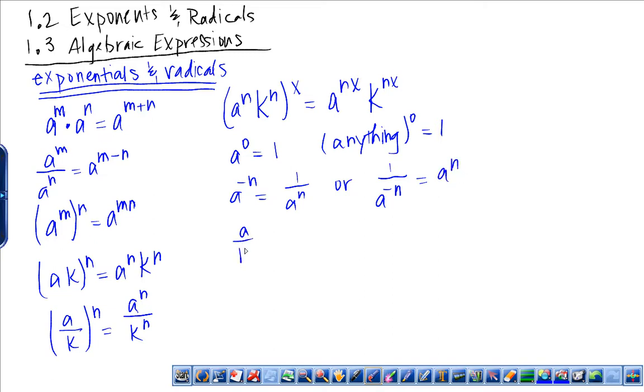A over k, and let's raise that to the negative n. If I want to make this positive, I can move it to the bottom by doing 1 over a over k, and that's pretty nasty. Or I can just simply flip it and say k over a. And that's the same thing as saying leave, change, flip, and now that would be positive. So it'd be k over a raised to the nth power.